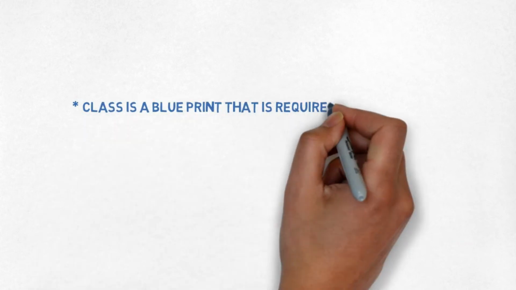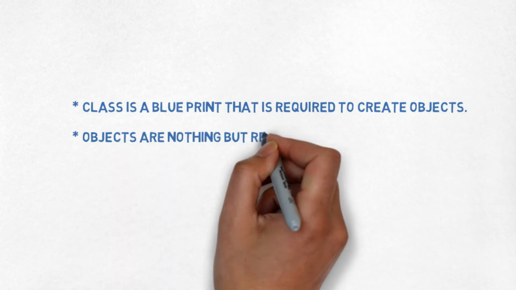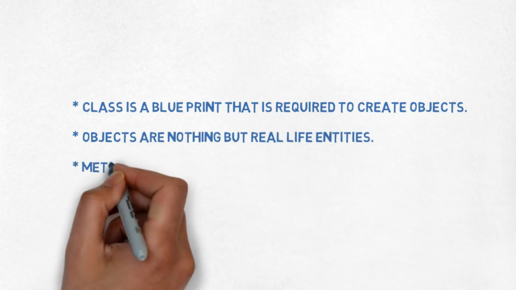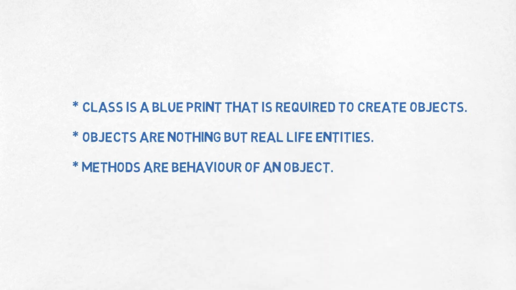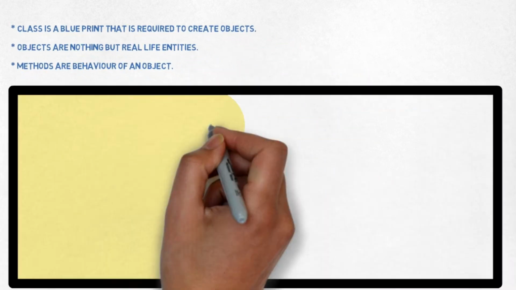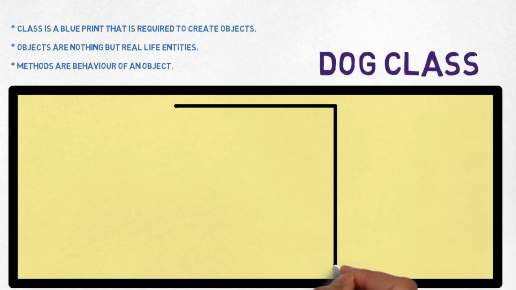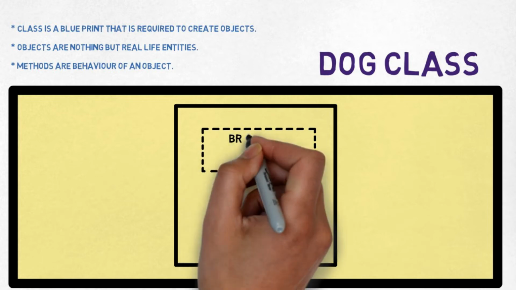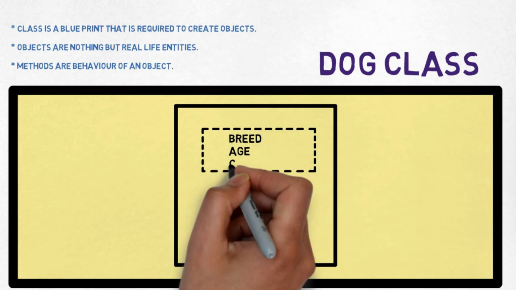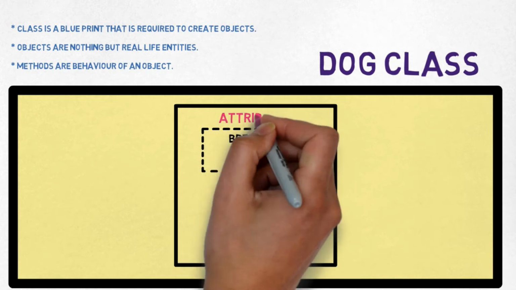A class is a blueprint that is required to create the objects. Objects are nothing but real-life entities, and methods are behaviors of an object. Let's discuss more with an example. Let's assume that dog belongs to a particular class. There might be so many dogs in this world. We will identify them based on breed, age, color. These are called attributes of a class.